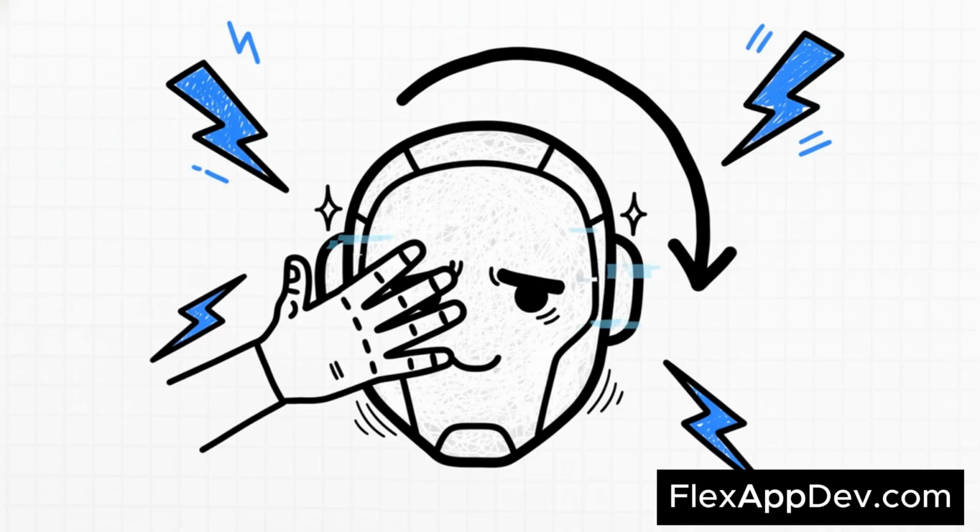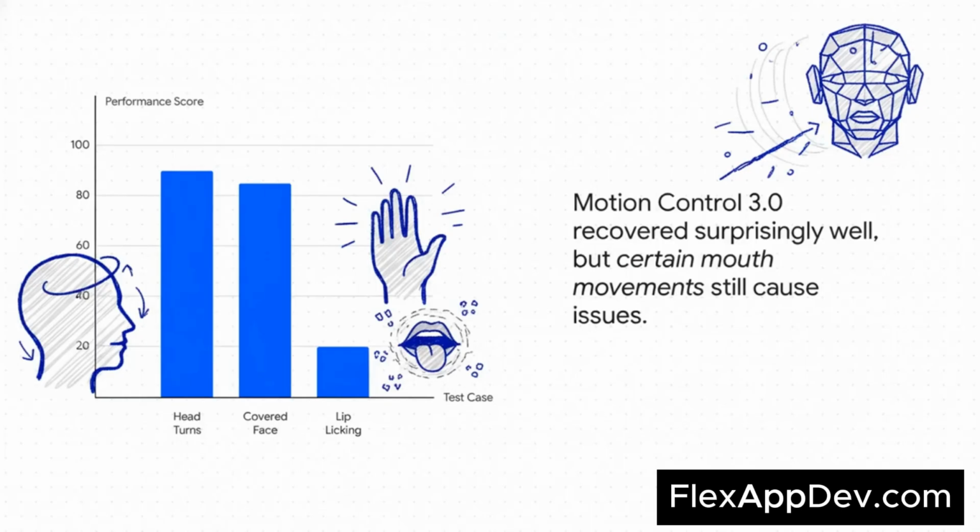All right, next up, it was time to really push this thing to its limits. How does it handle moments that would have completely broken the older versions? Like a super fast head turn or an actor covering part of their face. And this shows the results perfectly. Motion Control 3.0 actually recovered amazingly well from head turns and even from a hand covering the face.